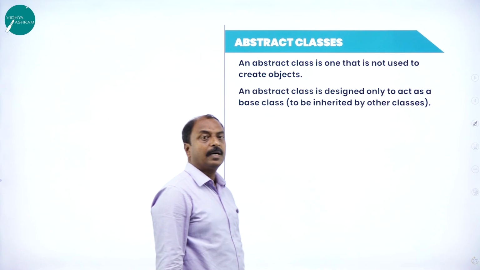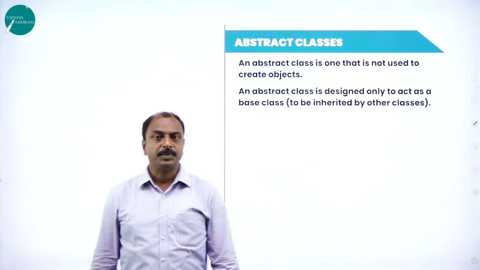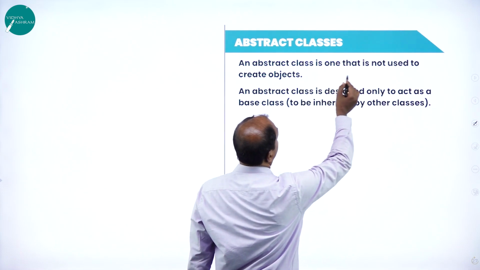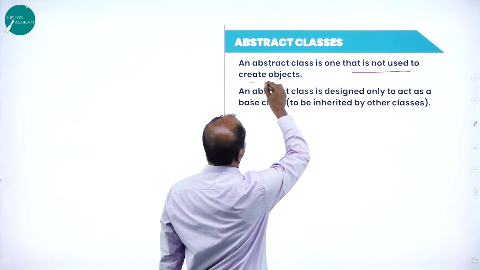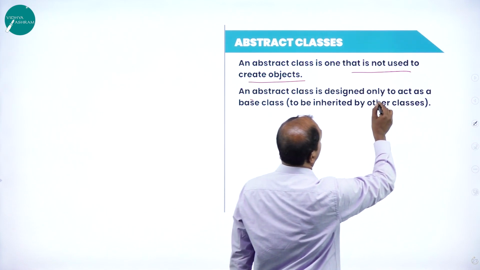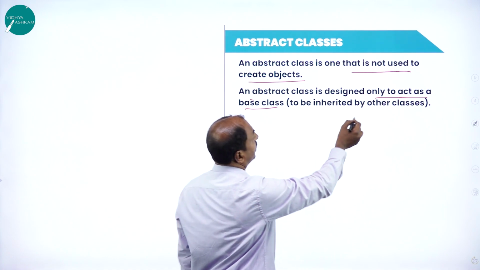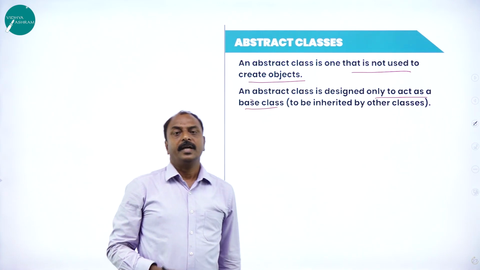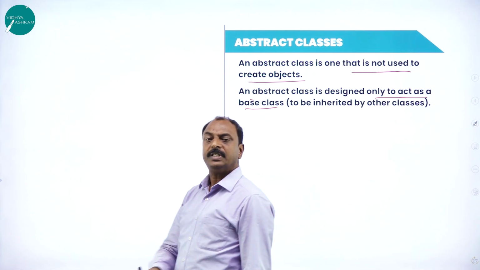Next one is abstract class. Now let us see one more definition. What is an abstract class here? An abstract class is the one that is not used to create any object, and an abstract class is designed only to act as a base class to be inherited by other classes. So what is an abstract class? You know what a class is now, isn't it? And you know what a base class is and what a derived class is.